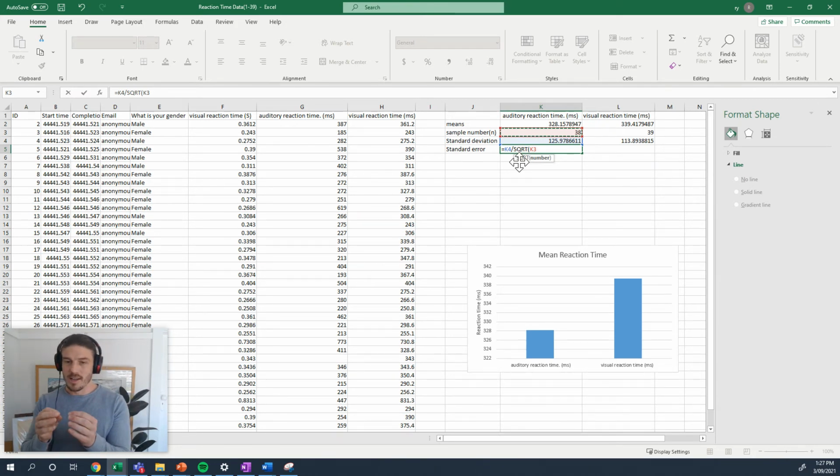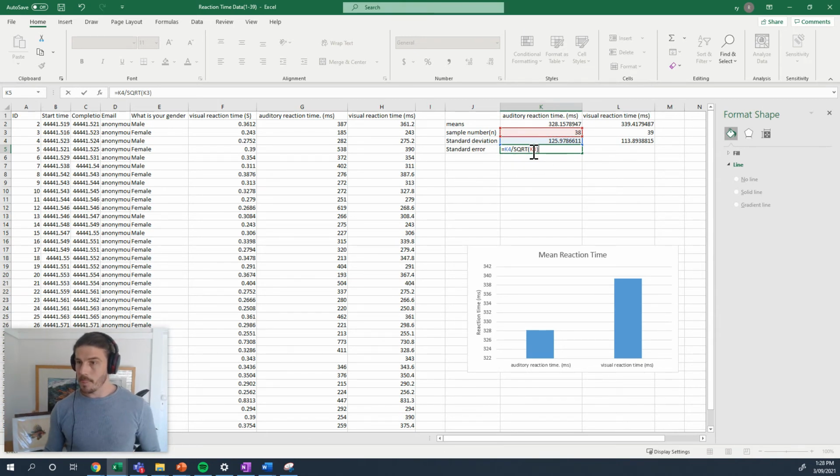Whereas if I have hardly any values, let's say I only have 1 sample, the square root of 1 is 1. So therefore, my standard deviation would be the same as my standard error. So the more samples you take, the smaller your standard error becomes, the more reliable, or the more accurate, I should say, your experiment becomes.